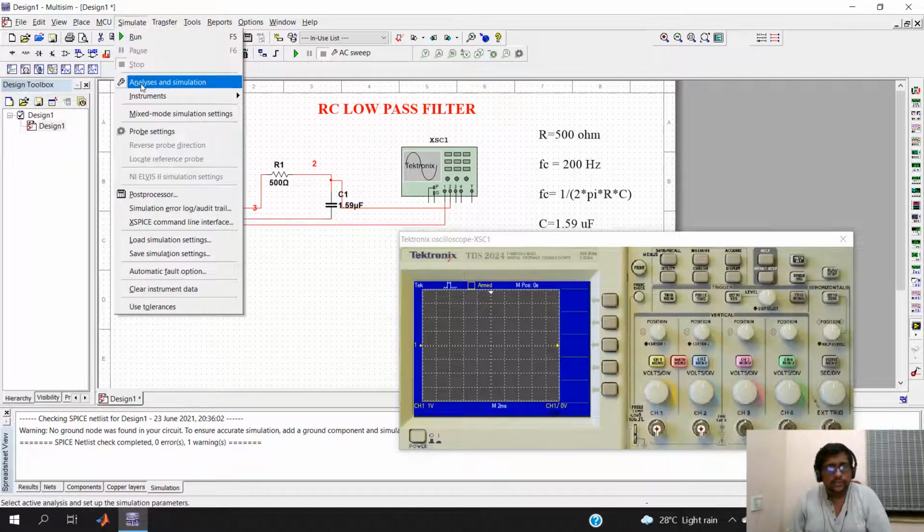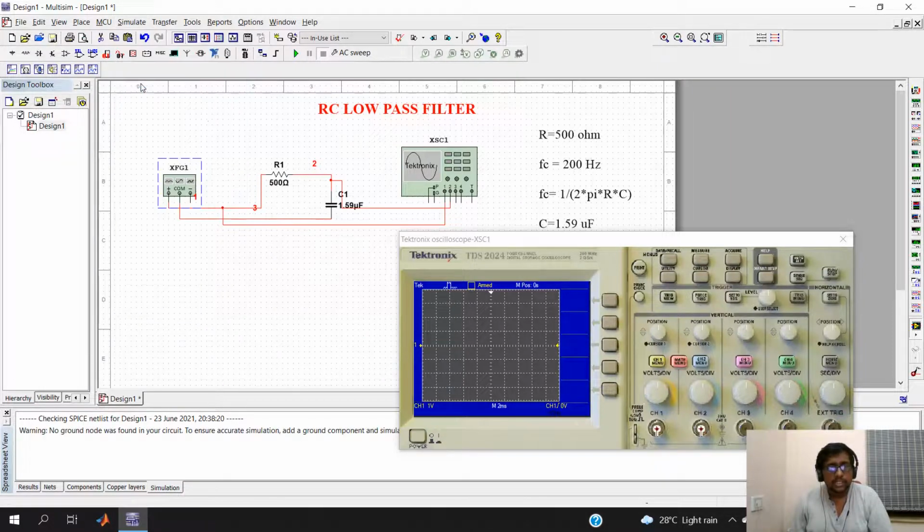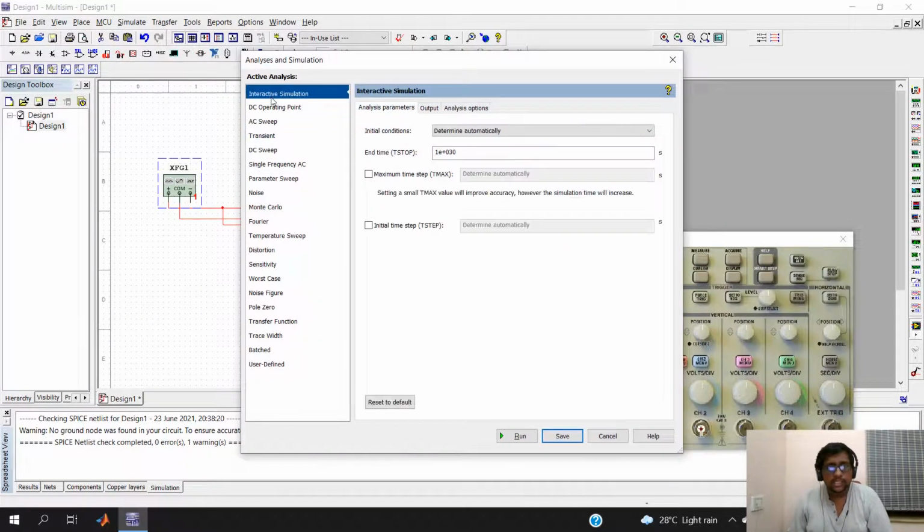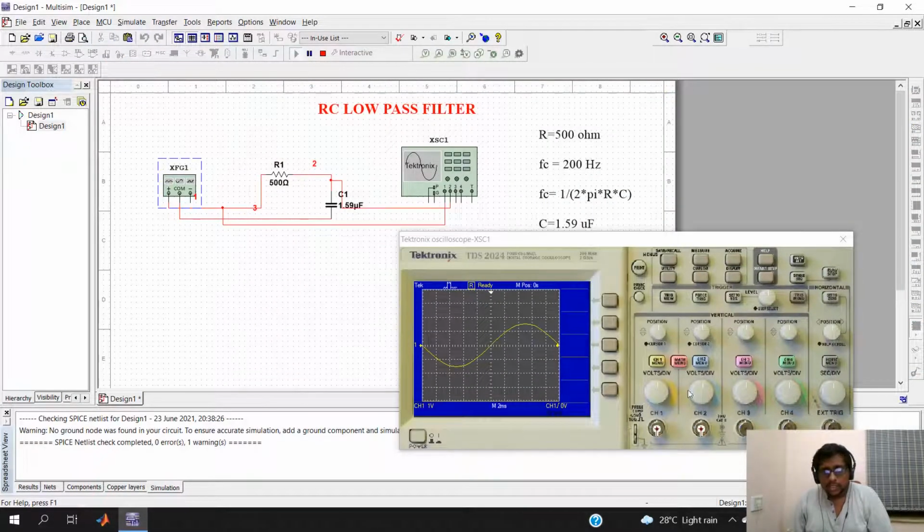Then I'll simulate. Then instead of run, if you run again, the same frequency response plot will come. If you want over here, I'll again go for analysis and come back to interactive simulation, then run. Okay, so this is the input and output. Now you can see that the yellow one is an input, and the blue one is output.